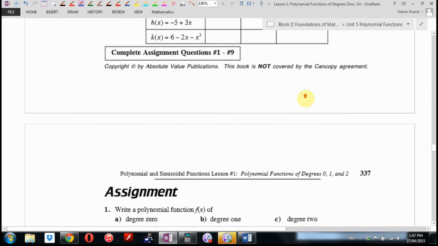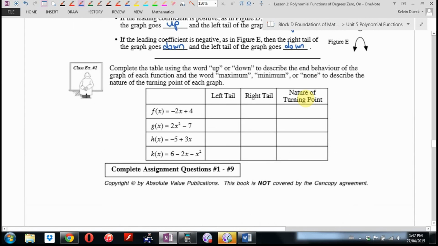So let's put it all together. It says complete the table using the word up or down to describe the end behavior of the graph of each function. And then use the word maximum, minimum, or none to describe the nature of the turning point. Let's not cross this out. We're going to do that last.